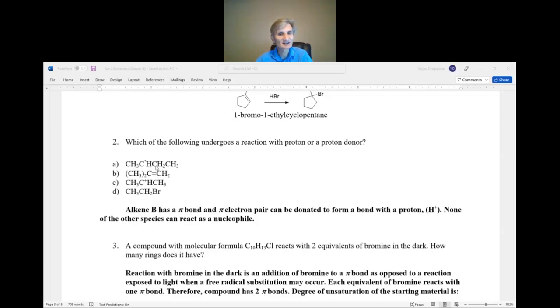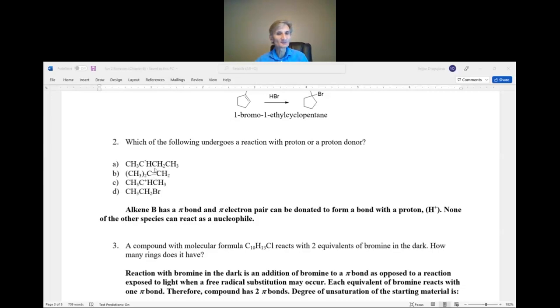First one, A is a free radical. If you recall from chapter 6, a free radical is actually an electrophile. Free radicals don't react with electrophiles. Sorry, a free radical is an electrophile, and they don't react with other electrophiles. They would react with nucleophiles such as double bonds. And that's what we have under B.